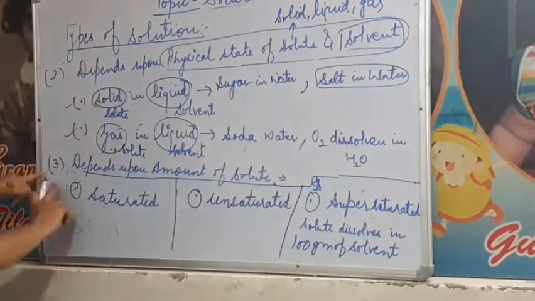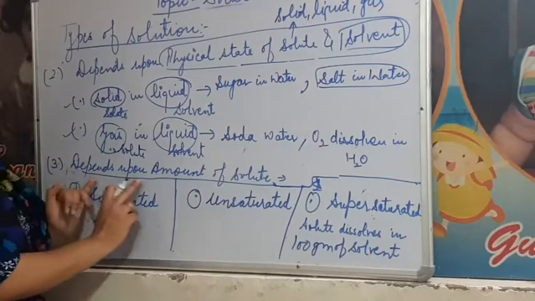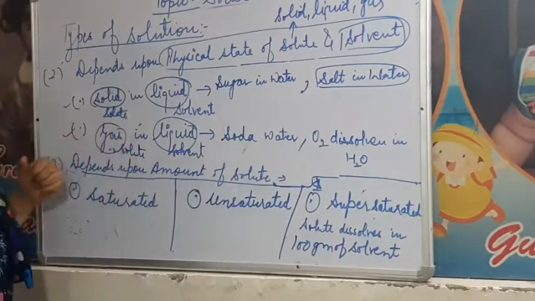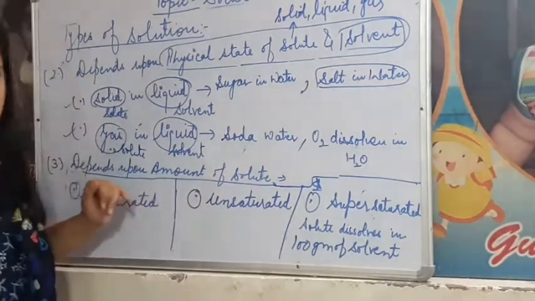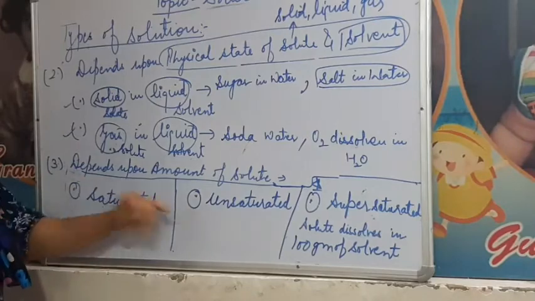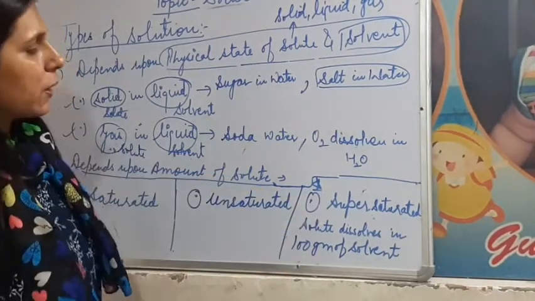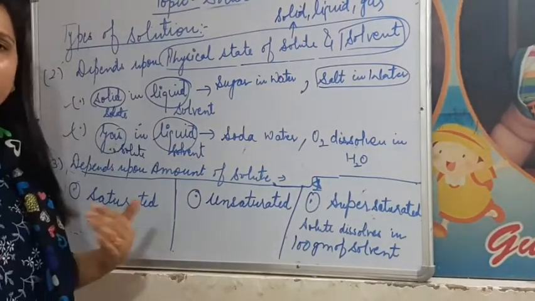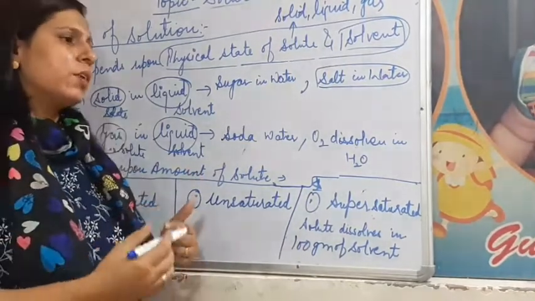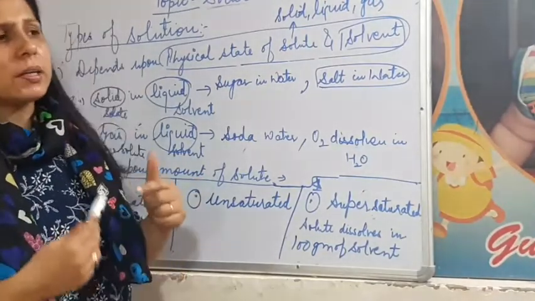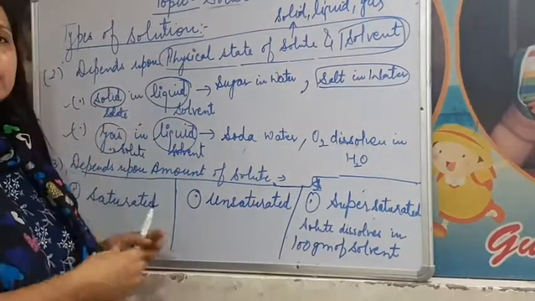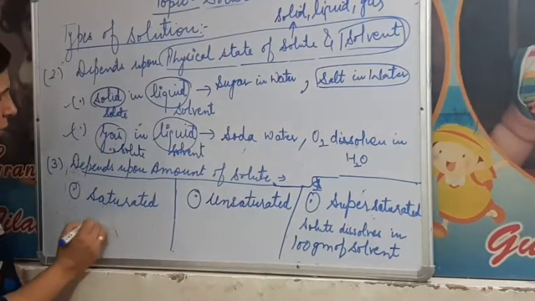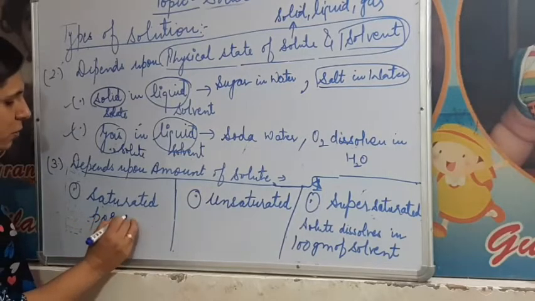Third category depends upon amount of solute. Depending upon amount of solute, there are three types of solution: saturated, unsaturated, and the third one is supersaturated. So what is a saturated solution? For example, we are dissolving sugar in water. A time will come where no more sugar can be dissolved in water. That point is known as the saturated point of solution.